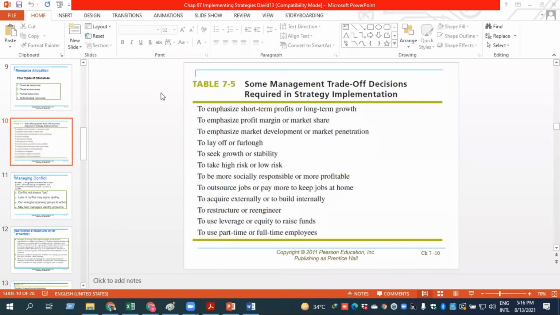So this is again the decision which is called a trade-off decision. You cannot go for both at the same time. All those decisions where you have to select one side, either A or B, these kinds of decisions are called trade-off decisions. So these are very important decisions.